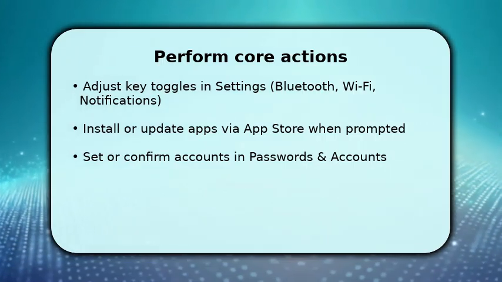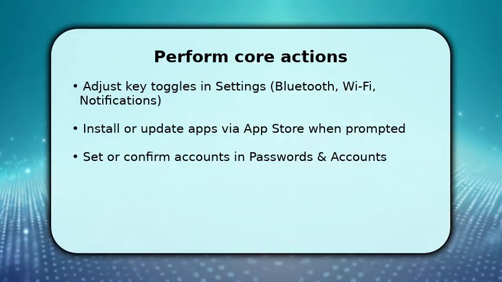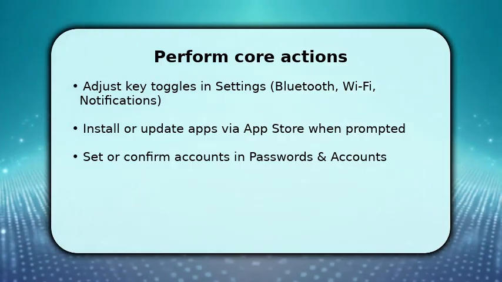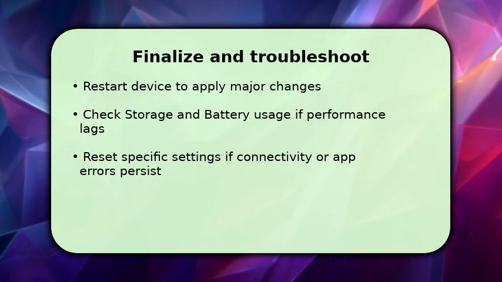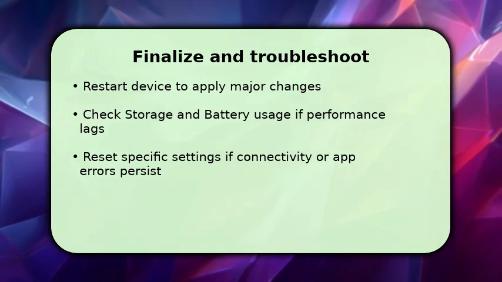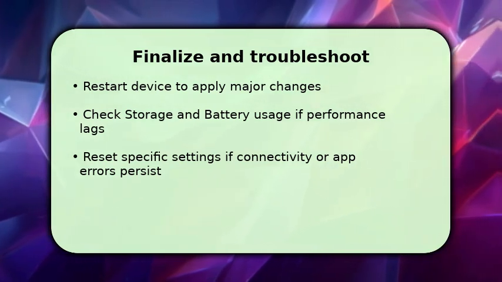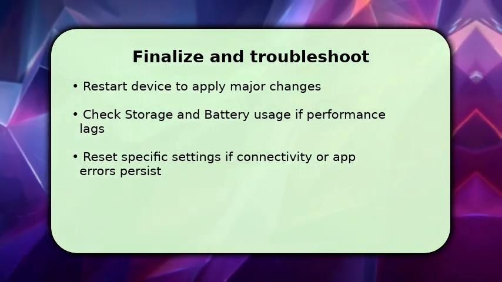You finish by confirming settings and restarting the iPhone to apply changes. A restart clears temporary glitches. After reboot, test key functions: call, message, app launch, and review storage and battery in settings if things feel slow.